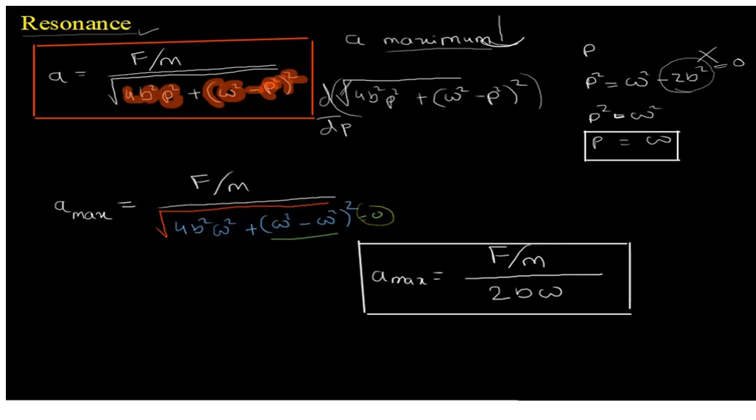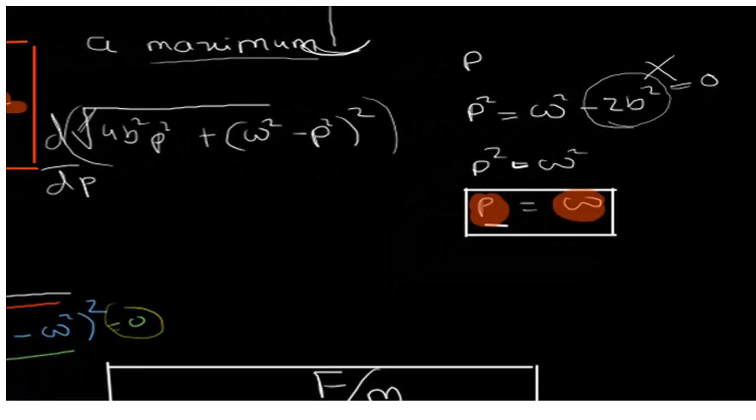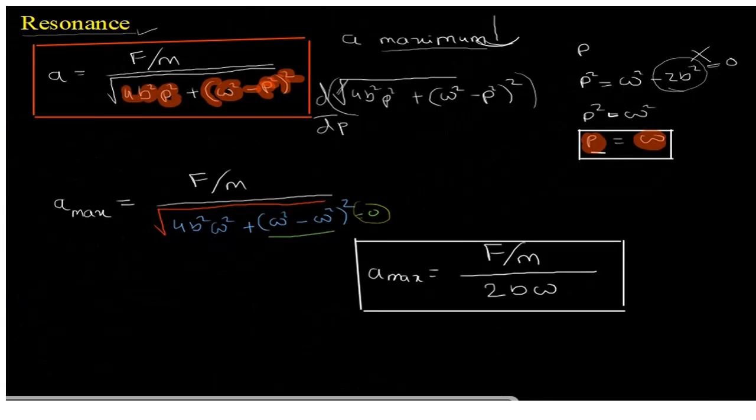Let us see the definition for resonance. When the frequency of a periodic force acting on a vibrating body, the frequency of a periodic force, which one is it? That is p. That is p is equal to the natural frequency. The definition says when p is equal to the natural frequency omega of a vibrating body, the energy transfer from the periodic force to the body becomes maximum.